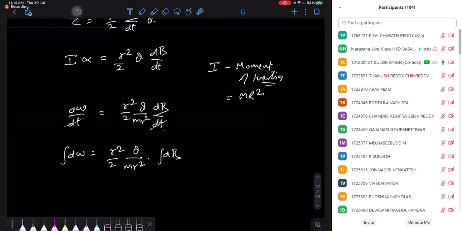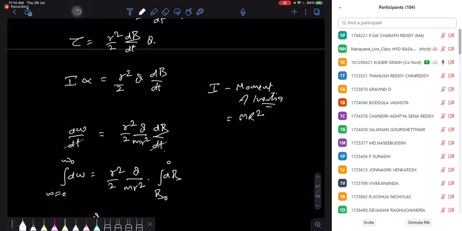So once again, you can see how the things are getting connected. Initially you have some B, and finally the magnetic field goes to 0 in the solenoid. So my omega will go from 0 to final omega. So final omega, I can say it's r squared by 2, r is cancelling, so it's q by 2m, q by 2m, and that's a change in my magnetic field.